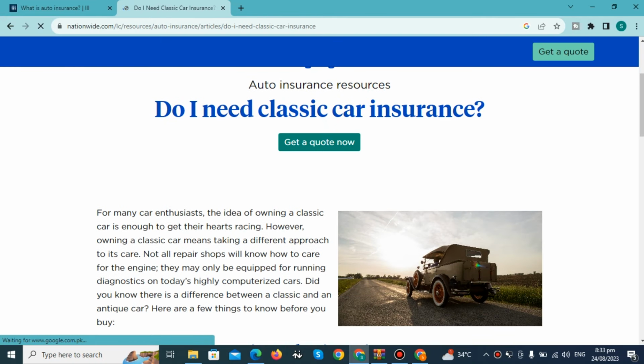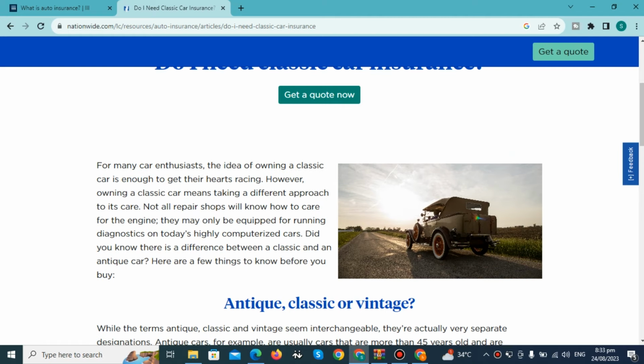For many car enthusiasts, the idea of owning a classic car is enough to get their hearts racing. However, owning a classic car means taking a different approach to car care, as not all repair shops know classic car engines. They may only be equipped for running diagnostics on today's highly computerized cars.